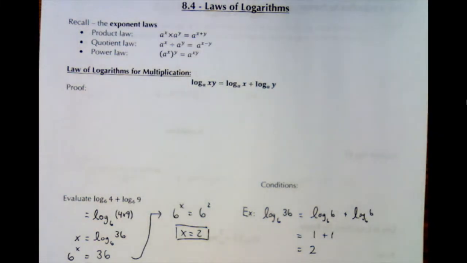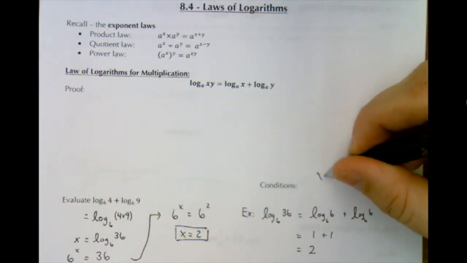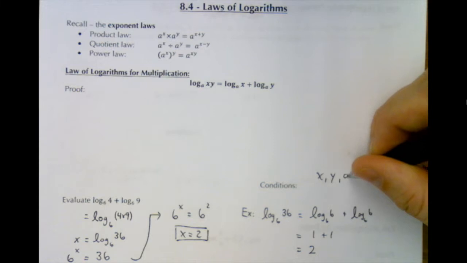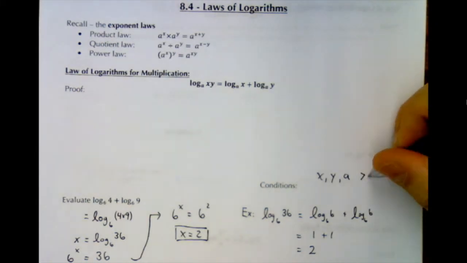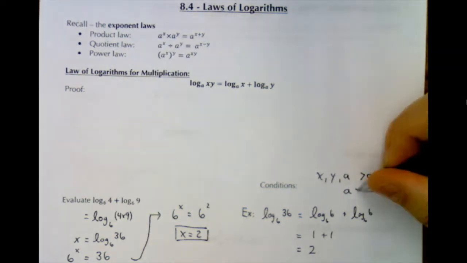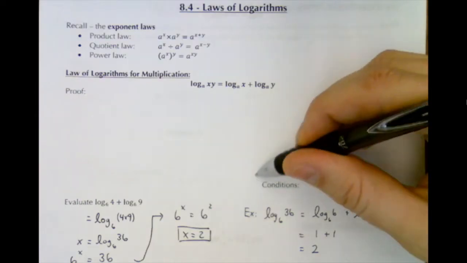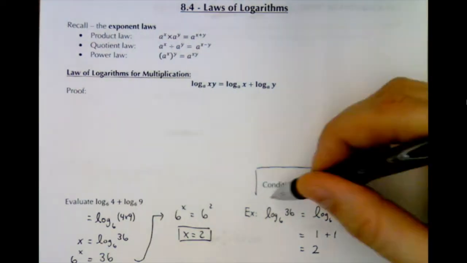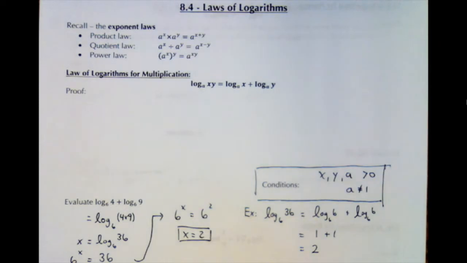There are some conditions on the laws of logarithms for multiplication, mainly that x, y, and a, so the inputs and our base, all need to be greater than 0, and a cannot equal 1. So it's at this point now that you may choose to turn the video off and move to the second law. If you'd like to see the proof, here we go.